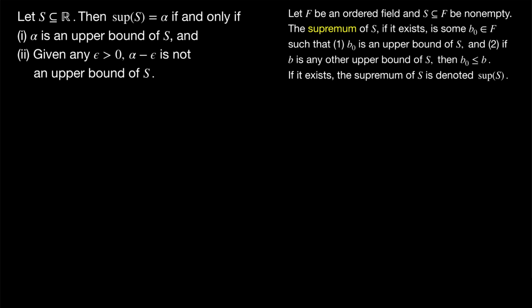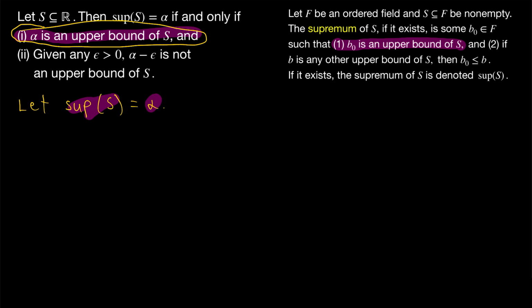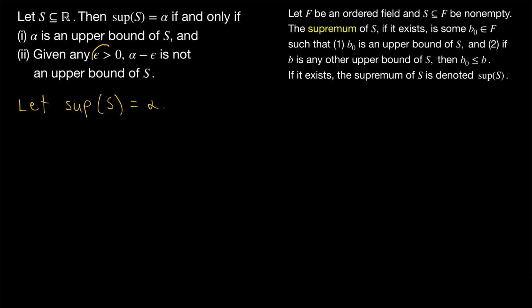This, of course, is an if and only if statement, so for starters, we'll assume that we have the supremum of a set satisfying the original definition, and show that it must also satisfy this other definition. So we say, let the supremum of our subset of the real numbers equal alpha. It satisfies the definition of supremum. By definition of supremum, alpha, the supremum, is an upper bound of the set, so we are all done with the first condition. Next, we need to prove that for any epsilon greater than 0, alpha minus epsilon is not an upper bound of S.